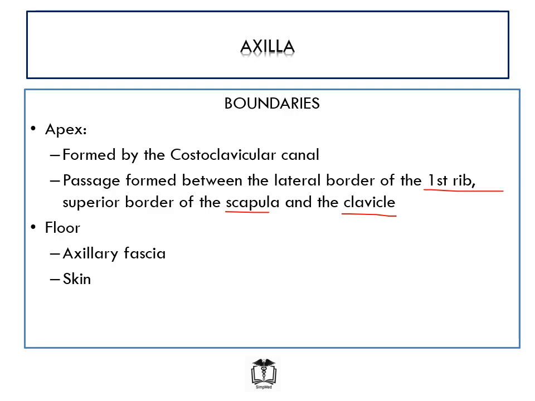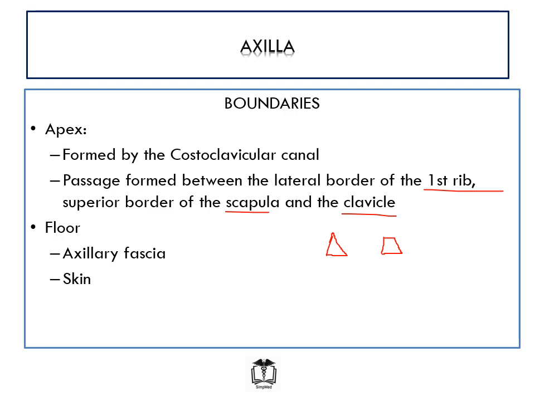The apex is truncated, meaning it's not a pointy structure of the axilla. Rather, the apex tends to have a bit of truncation. The truncation that we see in the apex is a result of the formation from those three structures I just mentioned. This truncation of the apex is usually called the costoclavicular canal. So when you hear about the costoclavicular canal, just know that we're referring to the apex of the axilla, and that is formed by the three structures: the first rib, the superior part of the scapula, and then the clavicle.